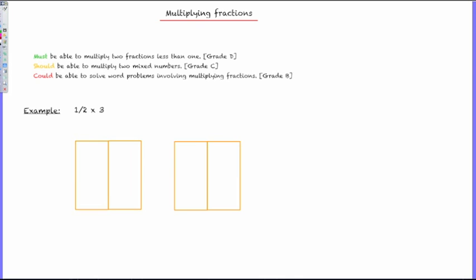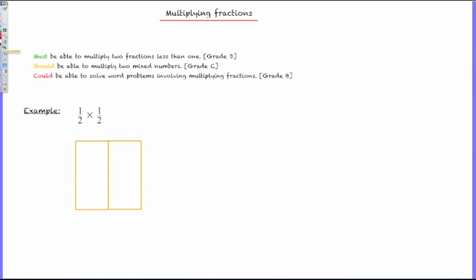So a half times 3 means that we have 3 lots of a half. So there's 1 half, 2 halves, 3 halves. Okay, so we've got 3 halves.